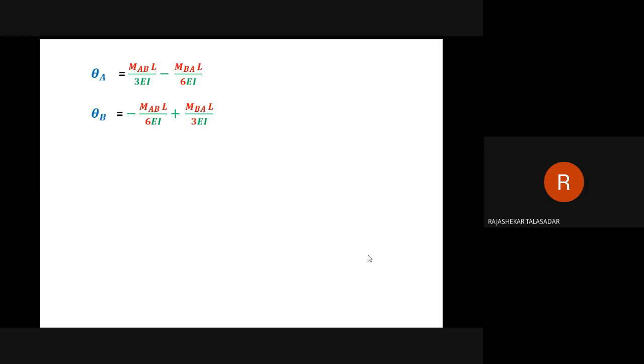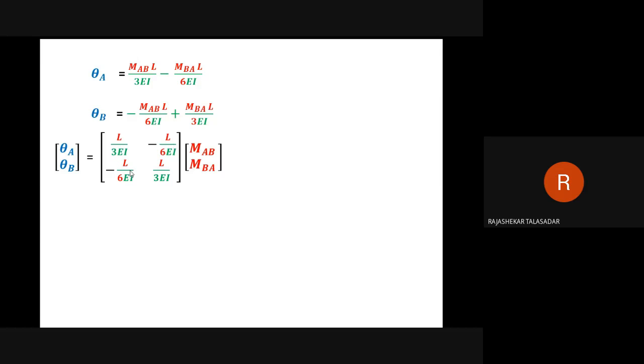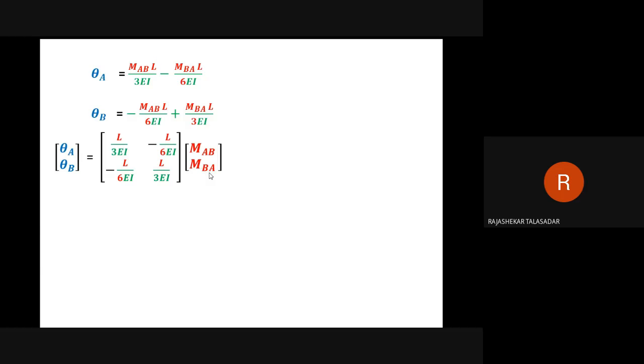Okay. Now, if you put them in the matrix form, you know that theta AB, and if you put like this, it will become L by 3EI. This will become L by 6EI. Similarly, here minus L by 6EI, L by 3EI, MAB into MAB. You know that if you multiply this, this is the first row, this is first column. L by 3EI into MAB, that is what you are getting here, minus L by 6EI into MBA, that is what you are getting here.